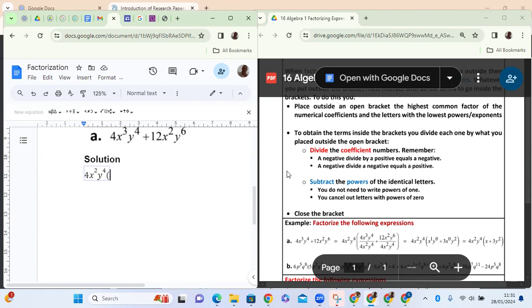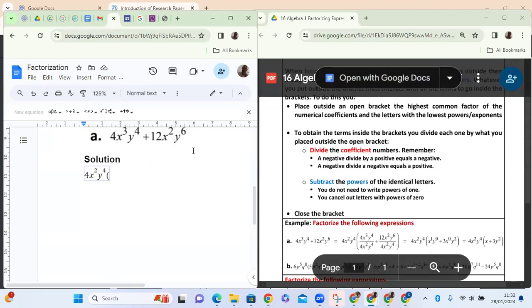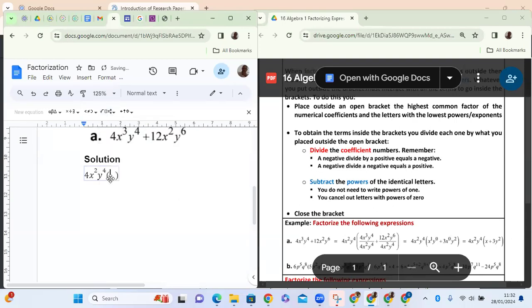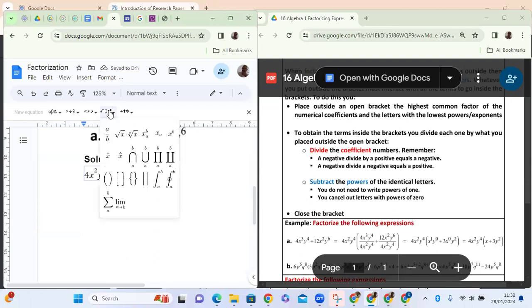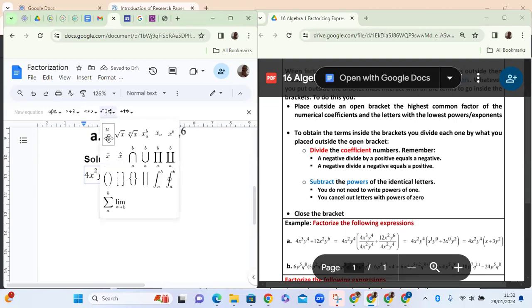Now, to obtain the terms inside the brackets, you have to divide each one of the terms by that highest common factor. If you divide numbers, you divide numbers. When you divide letters with powers, you subtract the powers. So let's do that. To facilitate the division and for the bracket to expand, I must open and close the bracket one time and put the fractions. I'll need 2 fractions. One for the first term, and that's a plus, so I put a plus, and one for the second term.